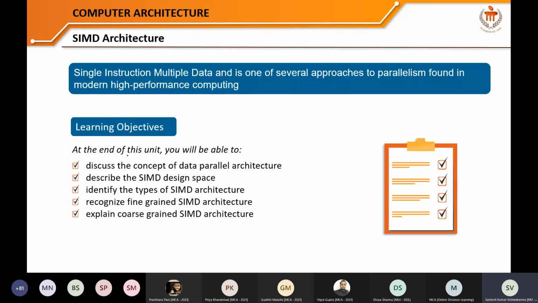The learning objectives are: we'll discuss the concept of data parallel architecture. We'll describe the SIMD design space in terms of hardware structure, as well as take a few points about the software configuration, once we have the parallel structure working with different algorithms. We'll also see the types of SIMD architecture, recognize fine-grained SIMD architecture, and be able to explain coarse-grained SIMD architecture. All right, so let's begin the session.